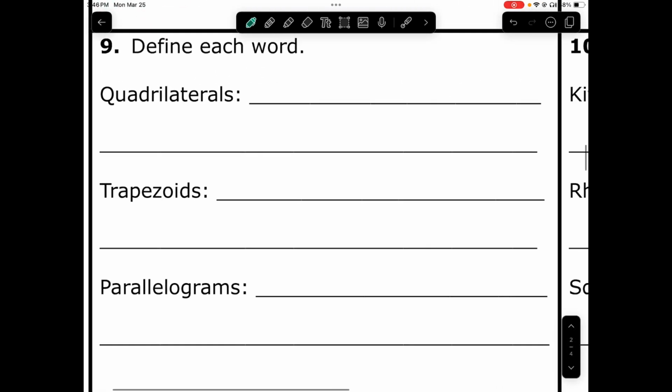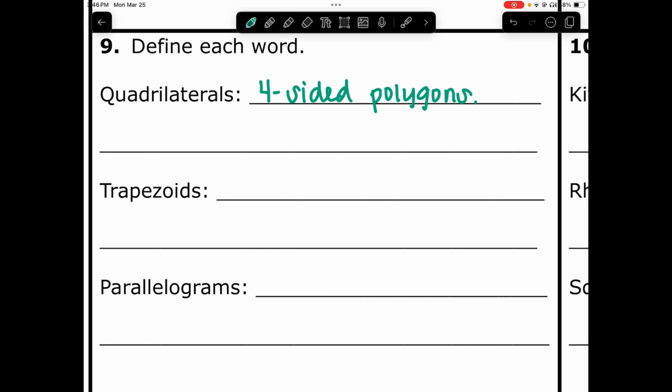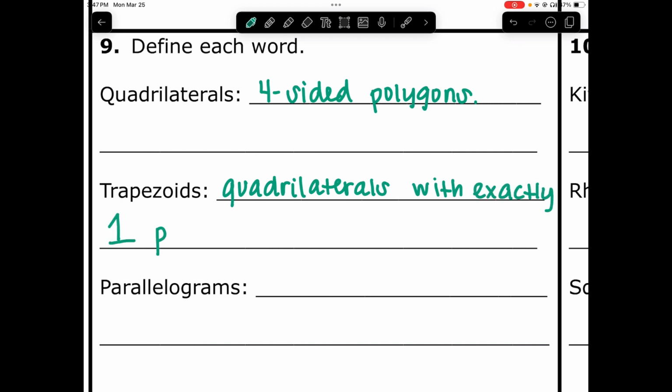Number 9, define each word. Quadrilaterals are the set of all four-sided polygons. Trapezoids are quadrilaterals with exactly one pair of parallel sides.